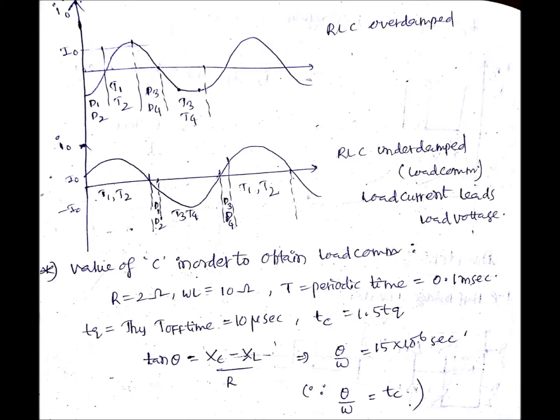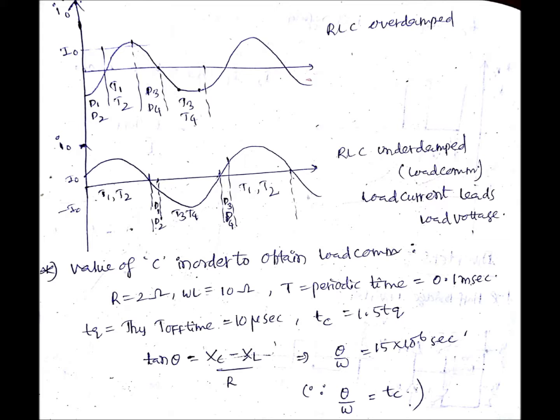This will happen in case of RLC underdamped. That means there is some commutation time that is going to be applied due to the presence of some values of RLC. Those values are going to lead to an underdamped response. In case of overdamped, it is not going to happen. In case of underdamped, load commutation is going to happen.